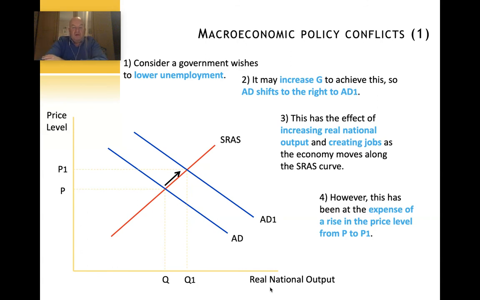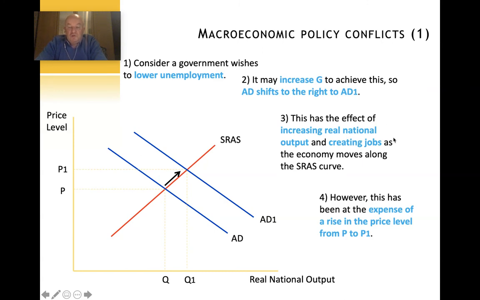Let's have a look at some other things. So we looked at some supply side policy conflicts. Let's take a look at some of the macroeconomic policy conflicts that we might be faced with. Okay, so let's take as an example, the government might wish to lower unemployment. So it might choose to increase government spending, G, to achieve this. And as government spending is an element of AD, that would cause AD to move from AD to AD1. So there would be an outward, rightward shift of the AD curve.